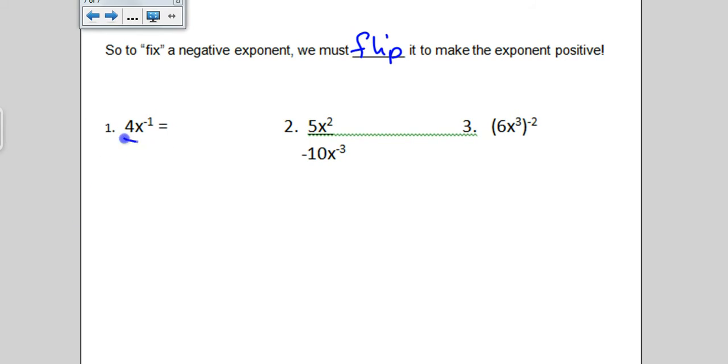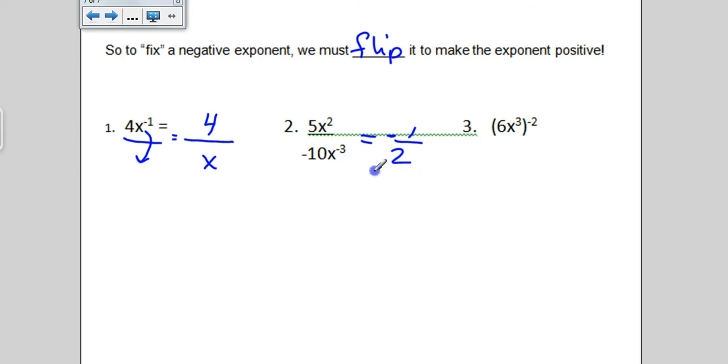Now be careful here on number 1. The base who has a negative exponent is really only the x. So the 4 is going to stay in the numerator, and only the x is going to flip to the denominator. Okay, here on number 2, we've got a coefficient of 5 over negative 10. Be very careful here. That just means our coefficient is a negative 1/2. It doesn't flip anything because they weren't exponents, they were just coefficients.